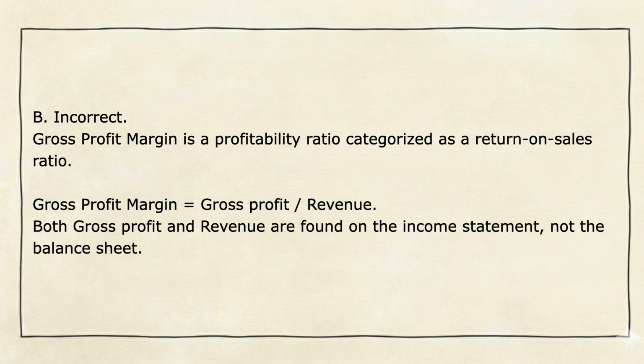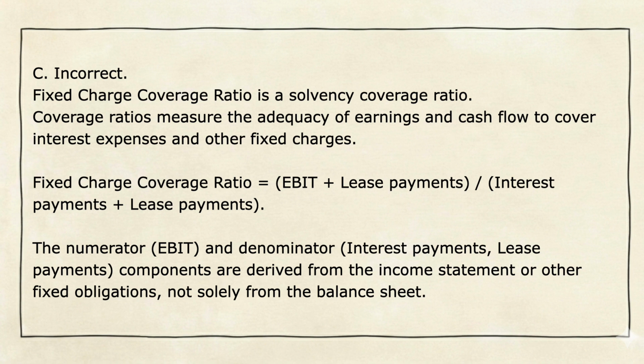B. Incorrect. Gross profit margin, a return on sales ratio, is calculated by dividing gross profit by revenue, both found on the income statement. C. Incorrect. Fixed charge coverage ratio, a solvency ratio, measures the ability to cover interest and fixed charges. It is calculated as EBIT plus lease payments, divided by interest payments plus lease payments.